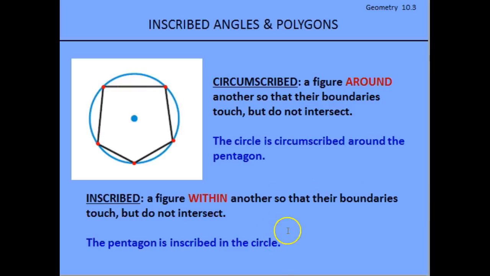At the same time, inscribed is a figure within another, so that their boundaries touch but don't intersect. And so this pentagon is inscribed in the circle. The circle is circumscribed around the pentagon. They're just a flip-flop of the same definition.